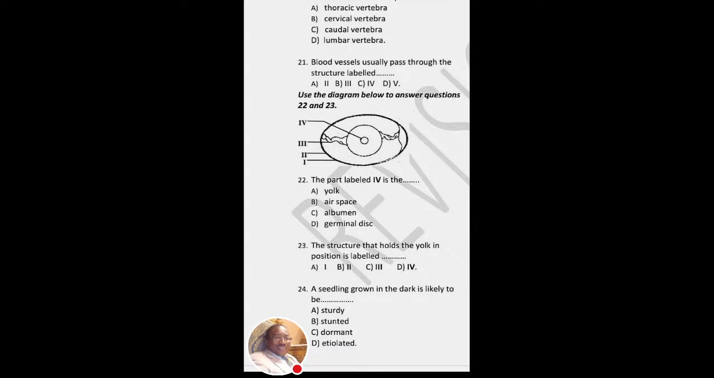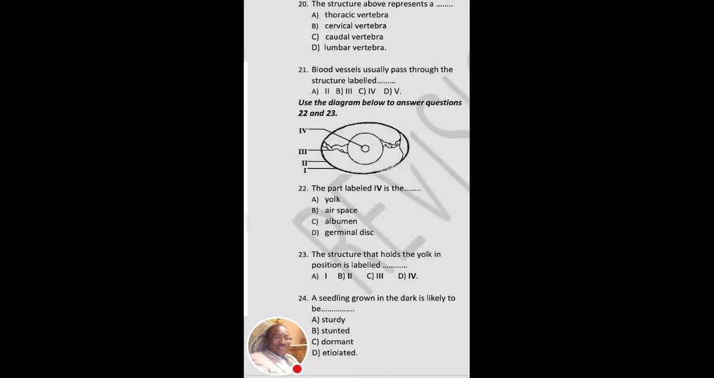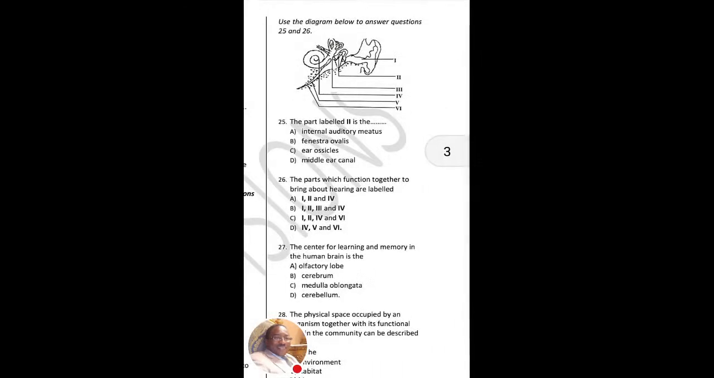Etiolated plants usually are plants that are grown in the dark, deprived of sunlight. Okay? Their stems are longer, the quantity of leaves are reduced, and of course their roots are shorter or reduced. Reduced roots, sorry. That's why the answer to number 24 is D. Let's move on to number 25.